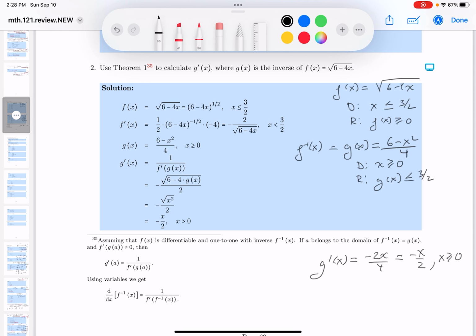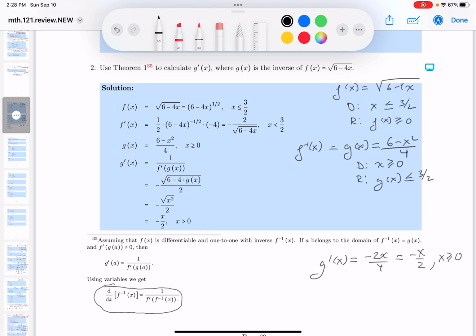Let me take a look at this. What I'm going to do is use that theorem they're asking me to do. And that theorem's right over here. All right, let's take a look at that. Theorem 35, assuming that f is differentiable, one-to-one, has an inverse, domain, and so on. Yeah, stuff that we talked about. And then let's write it down.